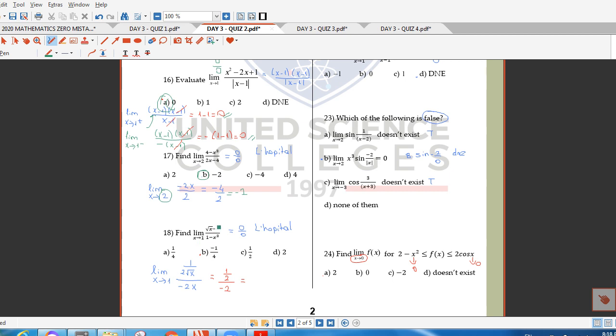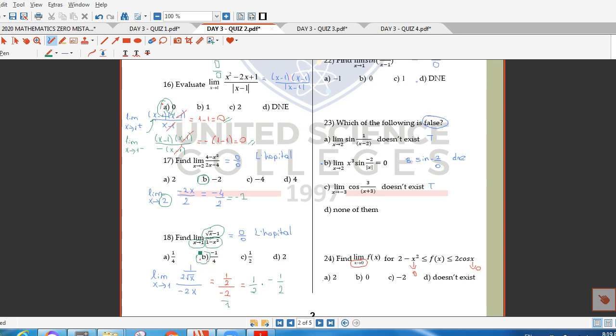I can use L'Hopital. Derivative of numerator is 1 over root of x. Derivative of denominator is minus 2x. And x approaches 1. Write 1 for both. Write 1 instead of x. Numerator is 1 over 2. Denominator is minus 2. So 1 over 2 times minus, numerator is 1 over 2 times denominator is minus 2, minus 1 over 2. Operation is minus 1 over 4. Question 19.